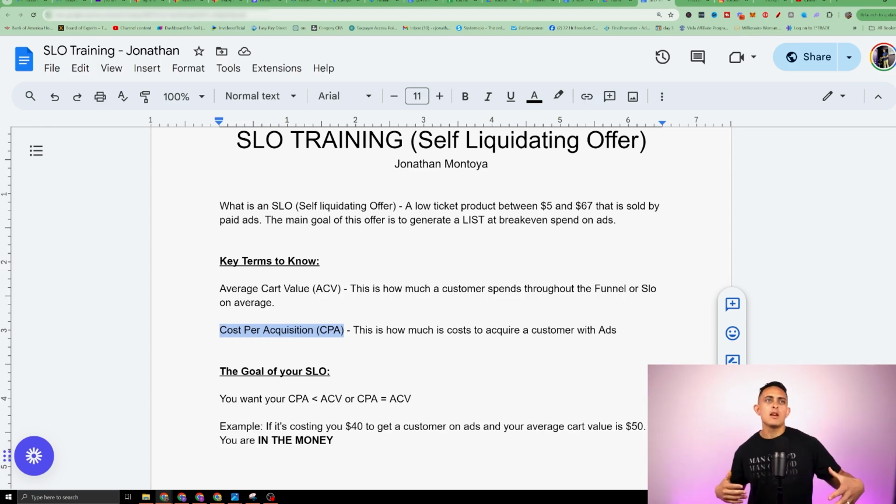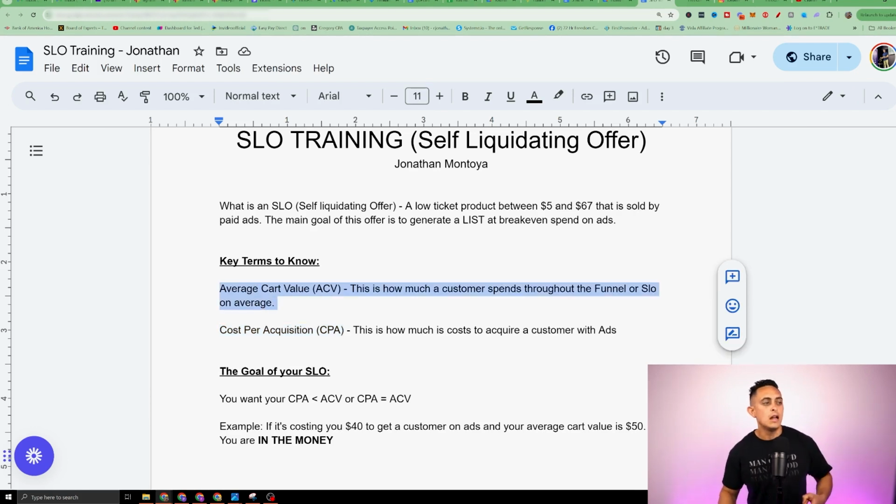Now, a lot of people will be like, well, what's the cost per lead? What's the click-through rate on my ads? And all this other advanced stuff. And that all does play a role as you get more advanced. And really, this is all I look at when I'm trying to figure out if this SLO is going to work, are these two values, okay? I want you to write these down and really understand these two values, okay?